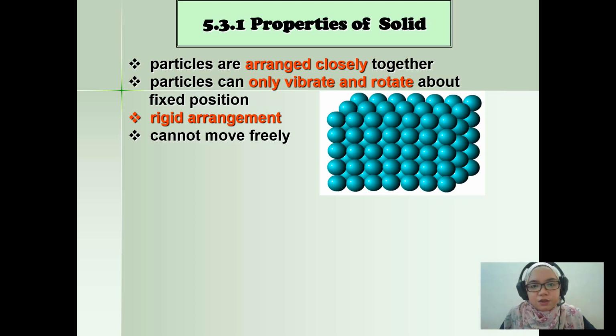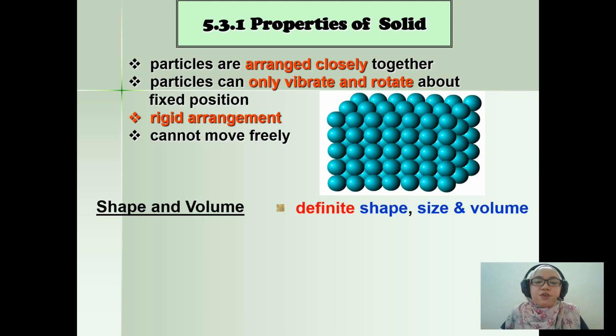Alright, so now we look at the properties of the solid. Solid particles are arranged closely together and the particles can only vibrate and rotate about the fixed position. They can only vibrate and rotate. They cannot actually move randomly or freely like the liquid and the gas. Okay, they are in a fixed position and they are rigid. And they have a rigid arrangement of particles and they cannot move freely.